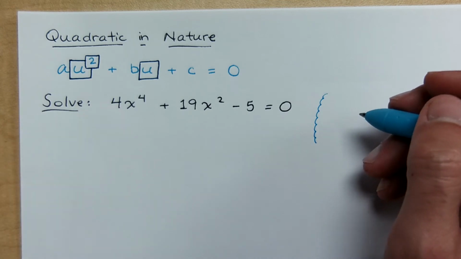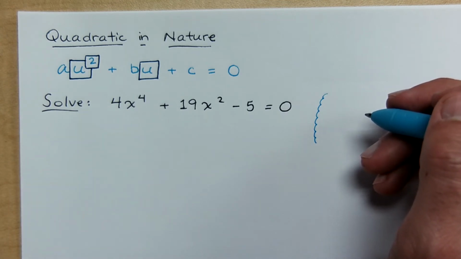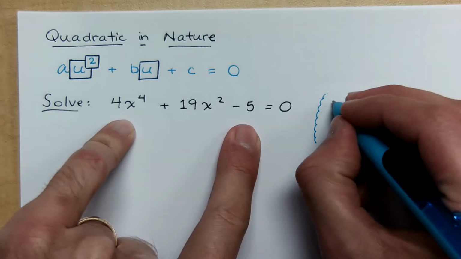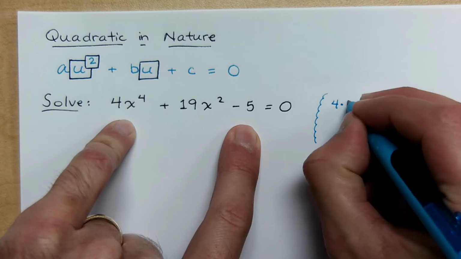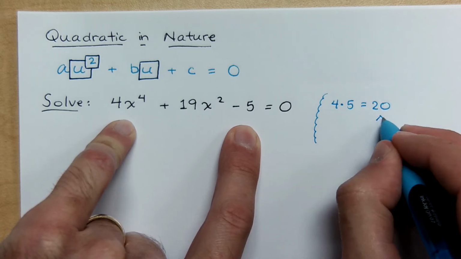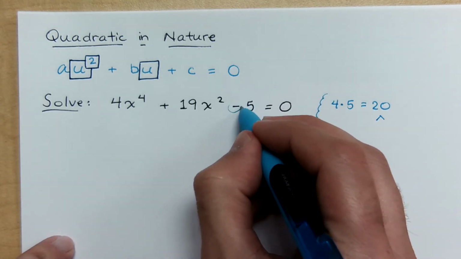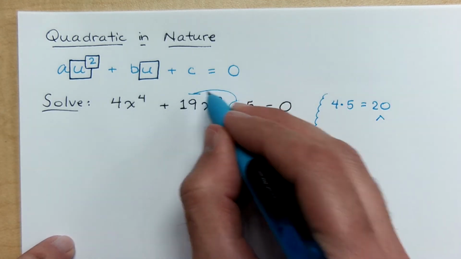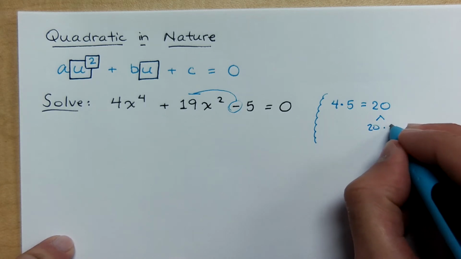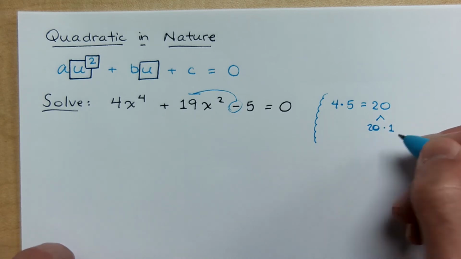Okay, see, I was going to say do the AC method, right? I'm hoping this guy factors, so let's see if it does. Take 4 times 5. The product here is 20. Can you find factors of 20 that are going to subtract to give you the 19? 20 and 1. So those are the numbers I'm going to be thinking about, kind of off to the side.